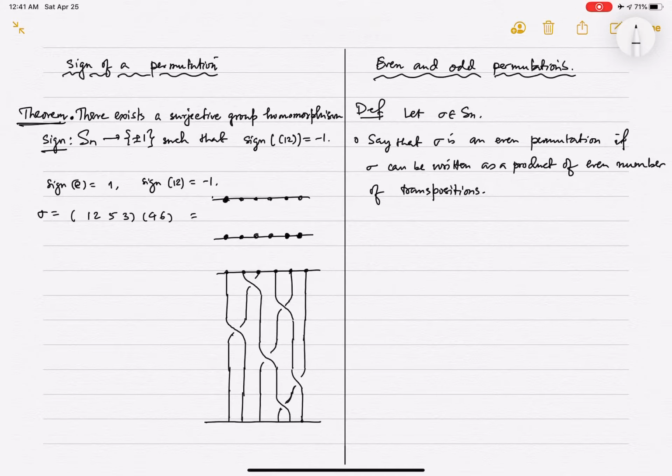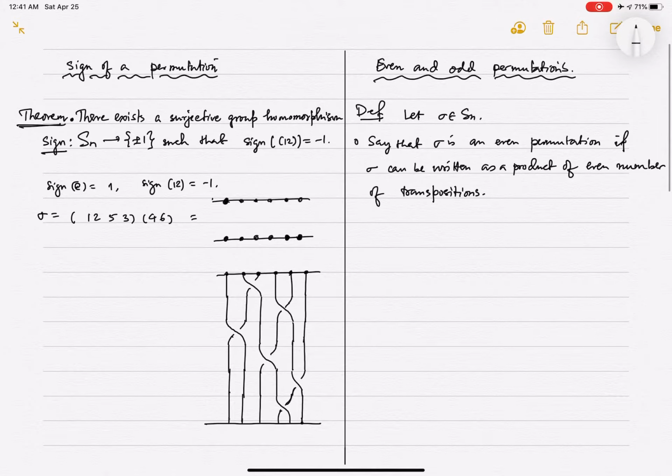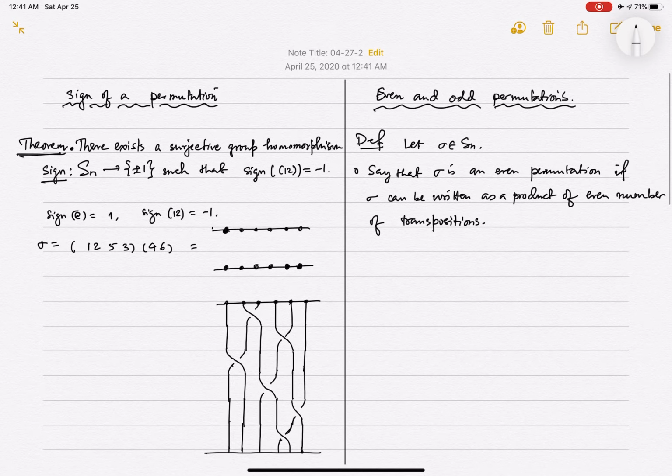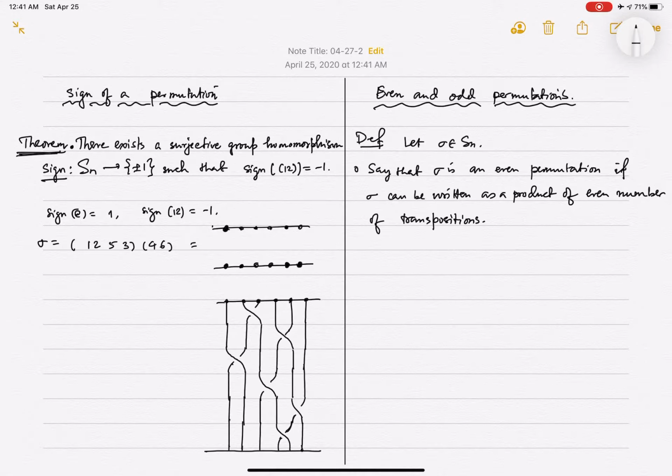So let me talk some more about the sign of a permutation, leading up to even and odd permutations and the alternating group. The discussion we had last time gives you this theorem. We didn't quite prove the theorem, we sort of indicated why it's true. It says there exists a surjective group homomorphism called sign from the permutation group on n letters to this group denoted by plus minus 1.